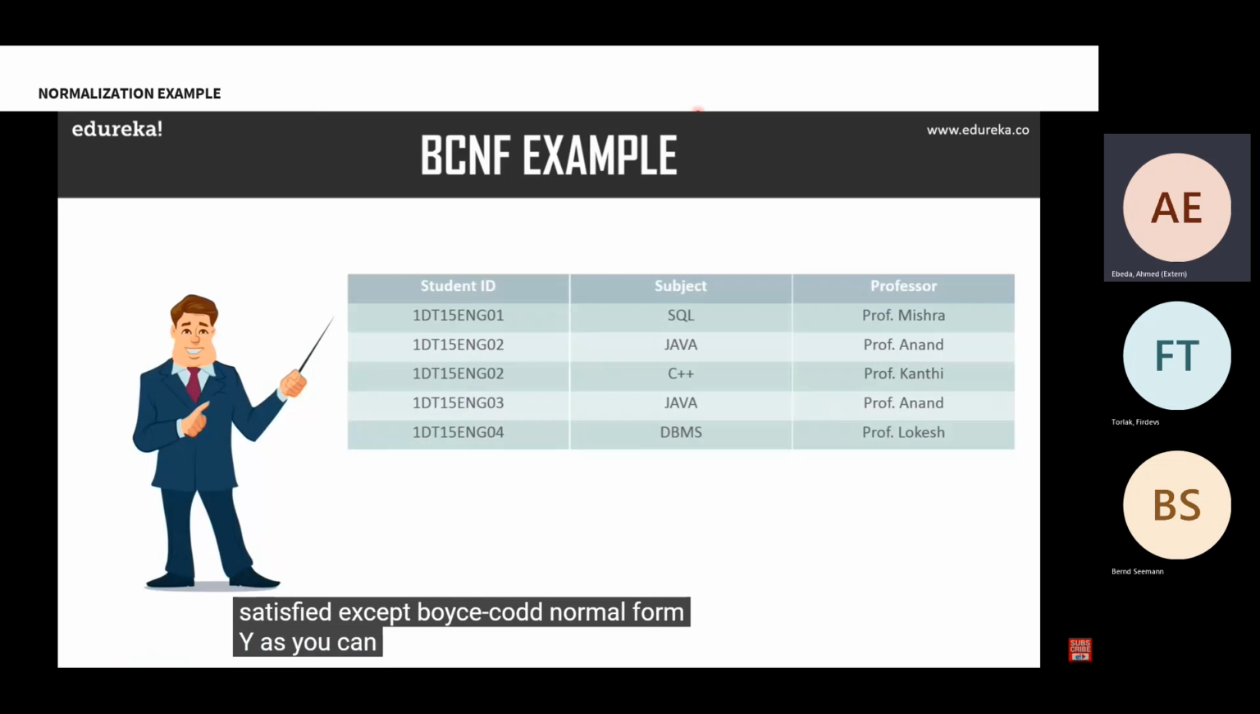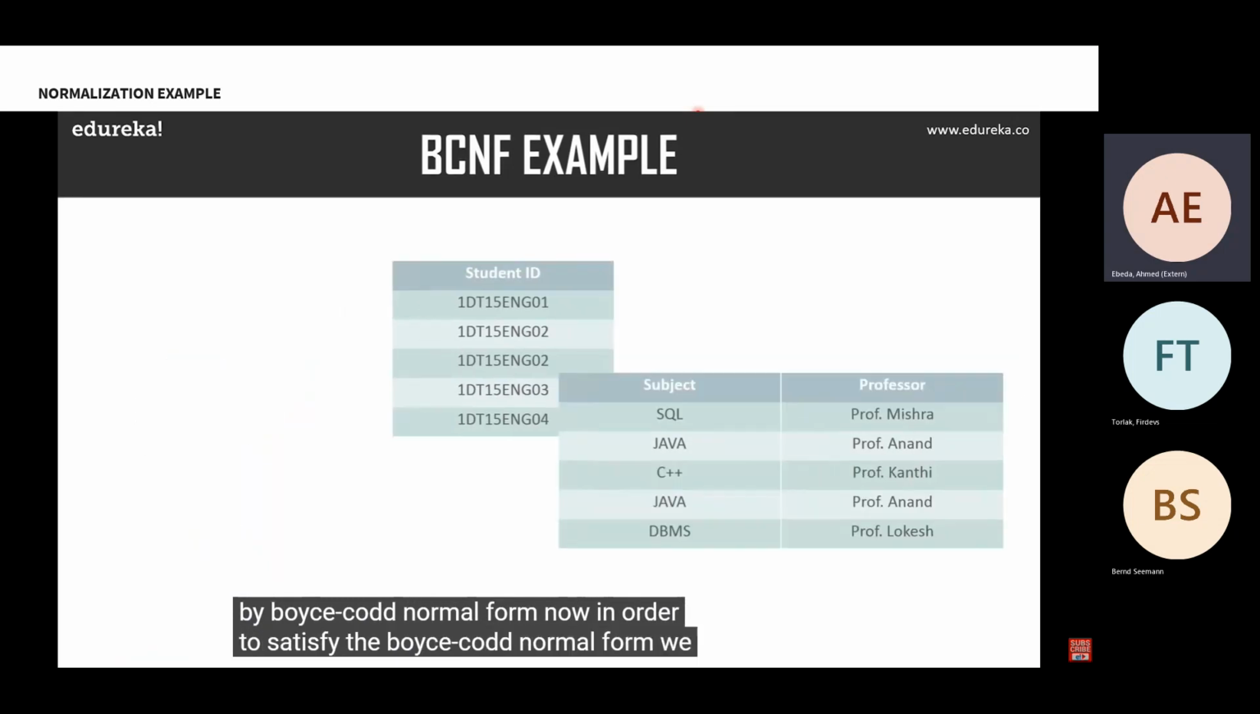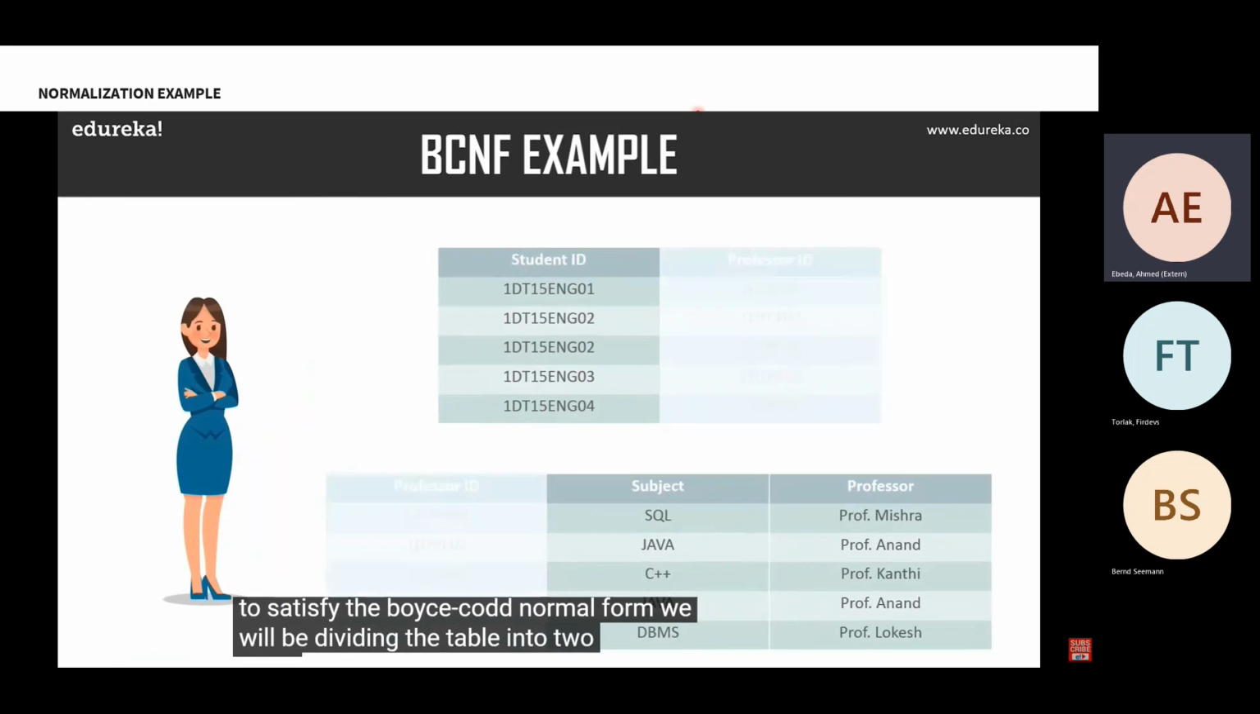Why? As you can see, student ID and subject form the primary key, which means that the subject column is a prime attribute. But there is one more dependency, that is, professor is depending on subject. And when subject is a prime attribute, professor is a non-prime attribute, which is not allowed by Boyce-Codd normal form. Now, in order to satisfy the Boyce-Codd normal form, we will be dividing the table into two parts.